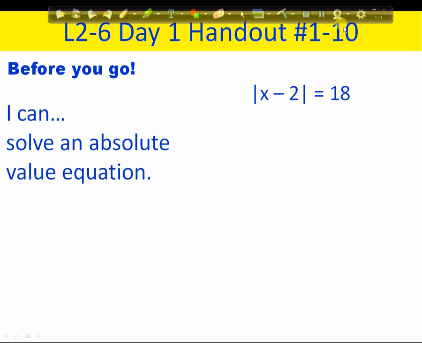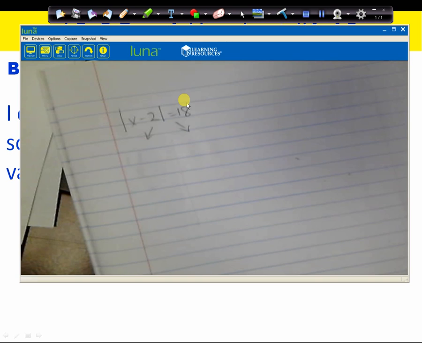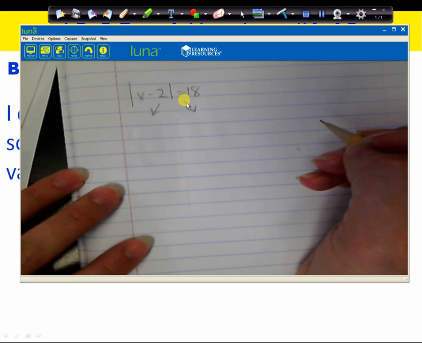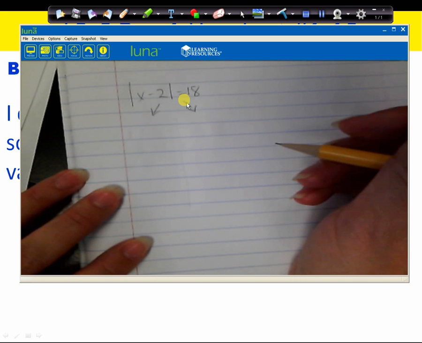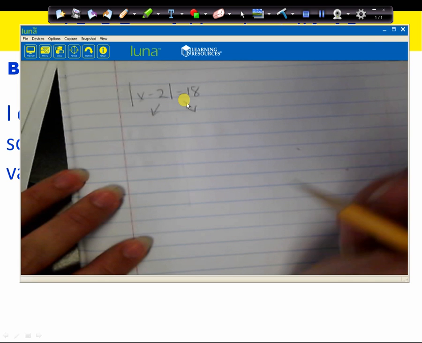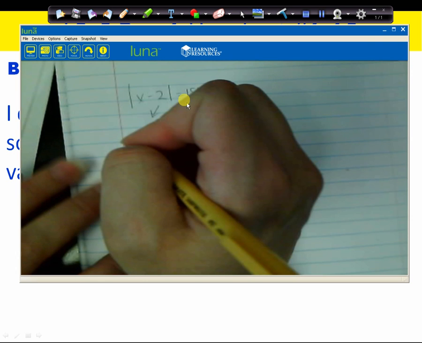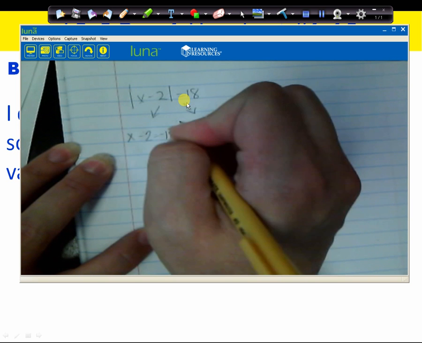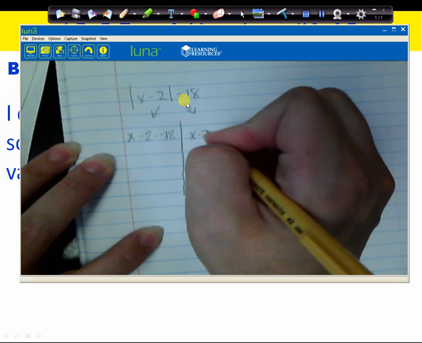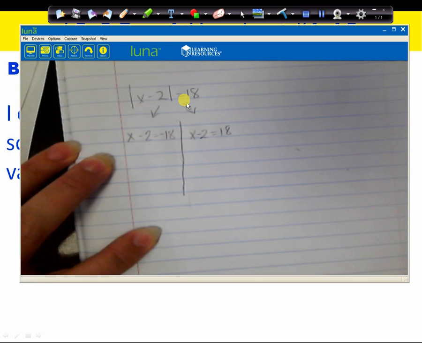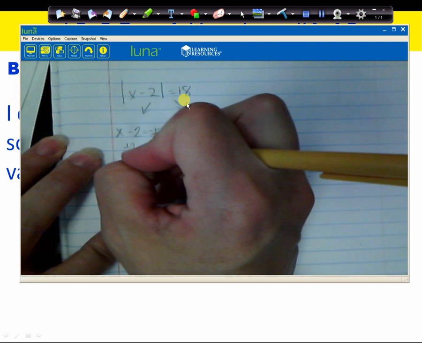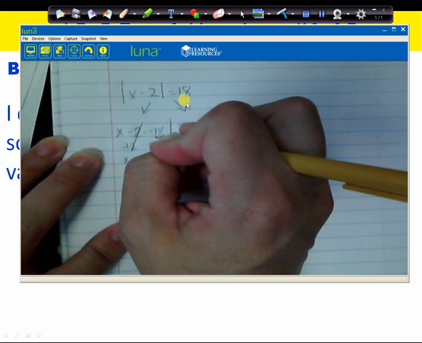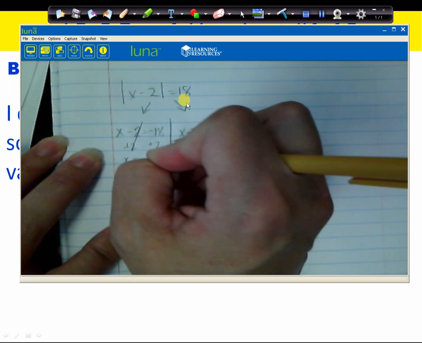All right, let's check your work here. We have the absolute value of x minus 2 equals 18. So I'm going to drop the absolute value bars and set this up as two separate equations. I have x minus 2 equals negative 18, and then I'm going to draw my line to separate them. x minus 2 equals positive 18. So I'm going to solve for x in each one. I'm going to add 2 on both sides to cancel out here, and I have x equals negative 18 plus 2, which gives me negative 16.